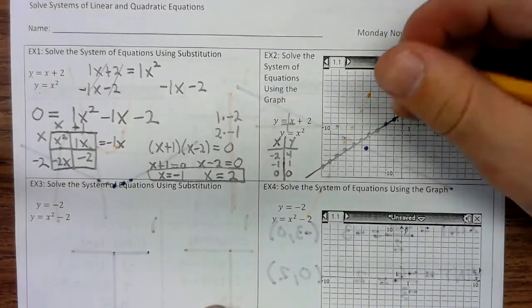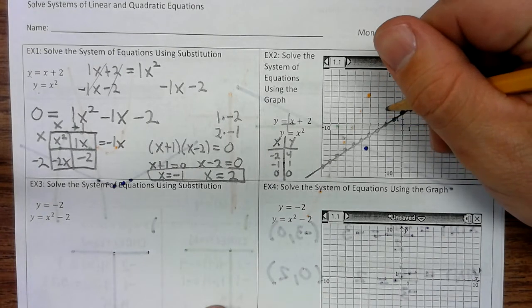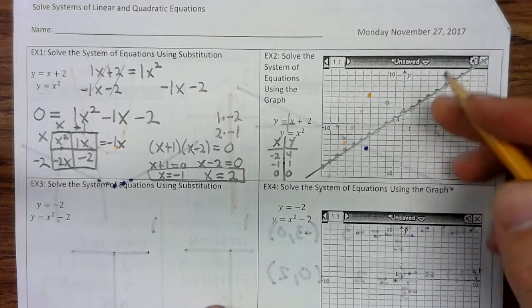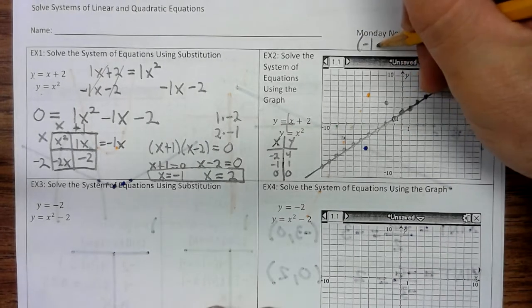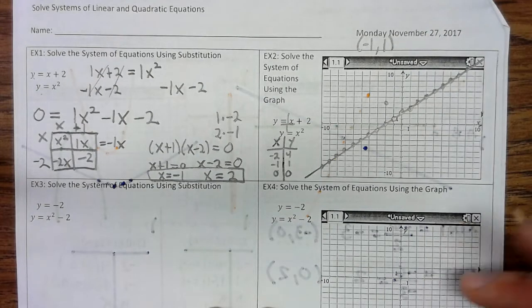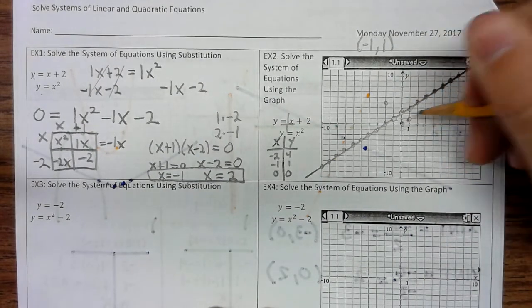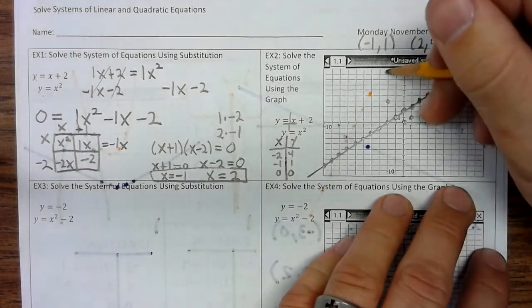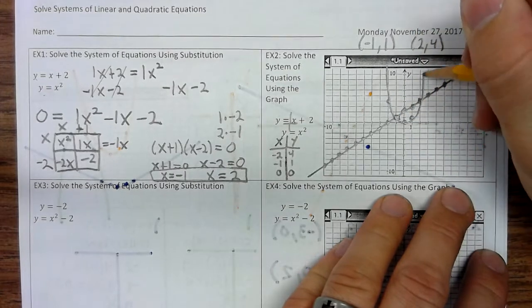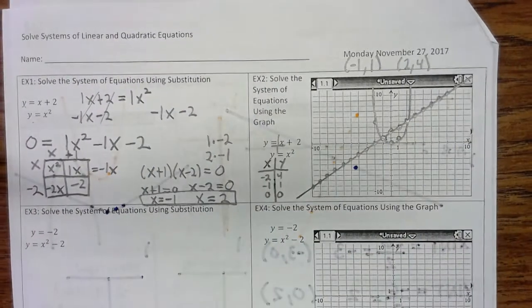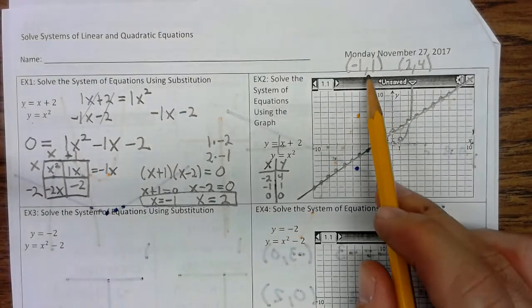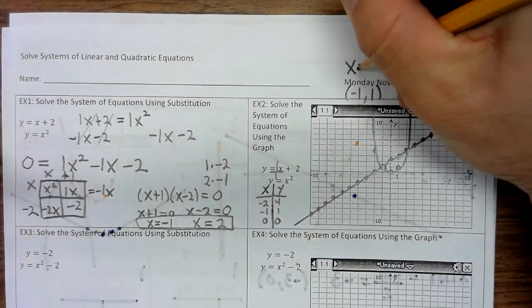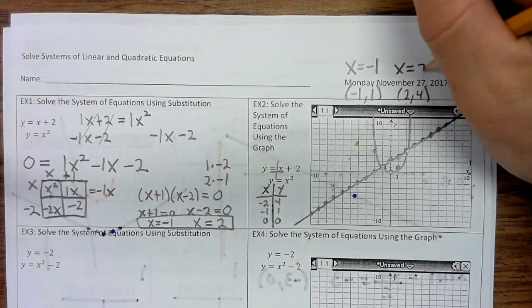So negative 1, 1 is a point of intersection. So we know one of our solutions is negative 1, 1. And then 0, 0, 1, 1, 2, 4. There's another point of intersection, 2, 4. So we see that it intersects twice, so there are two solutions. The points of intersection are negative 1, 1 and 2, 4. The solution is the x value from each. So the solutions are x equals negative 1 and x equals 2.